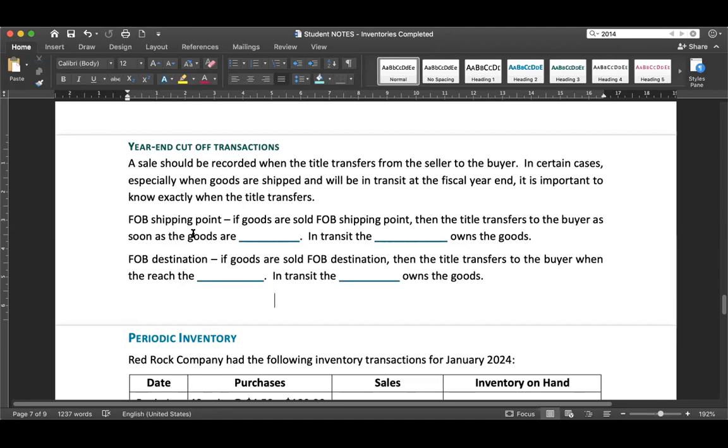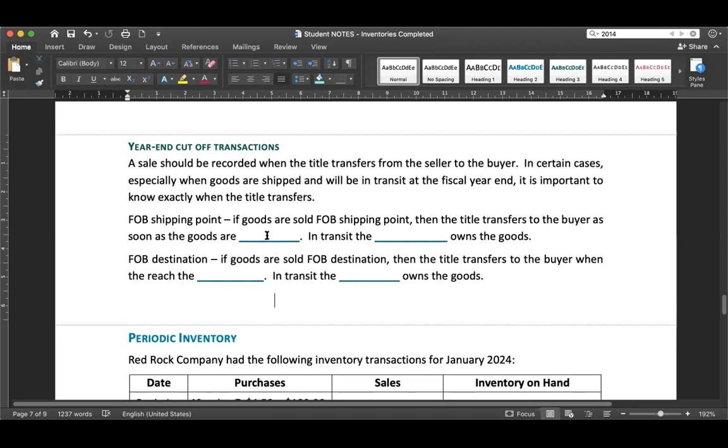All right, so they may have inventory on the shelf or in the warehouse. They also may have inventory that is on the way coming to them from their suppliers, and they may have inventory that is on the way going to their customers. So that inventory that's in transit, who does it belong to? And here is the key.